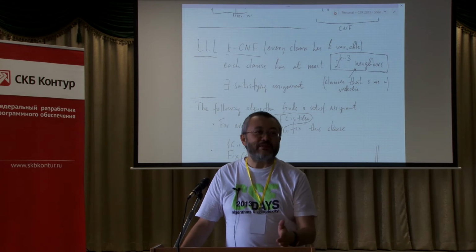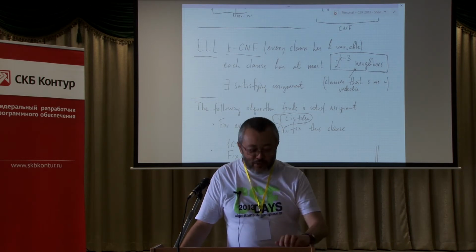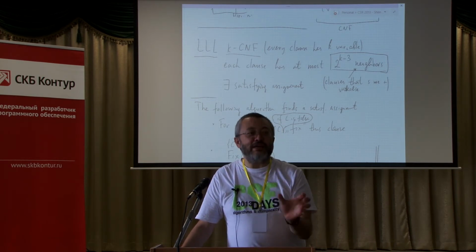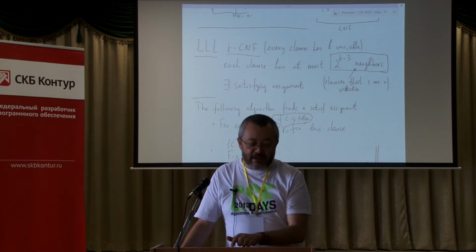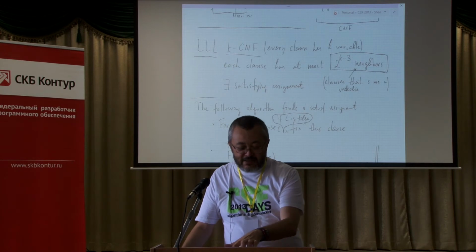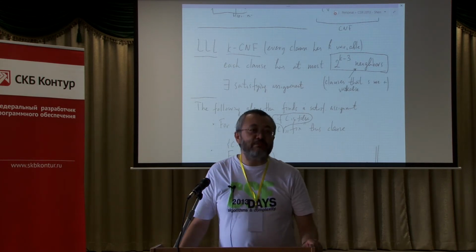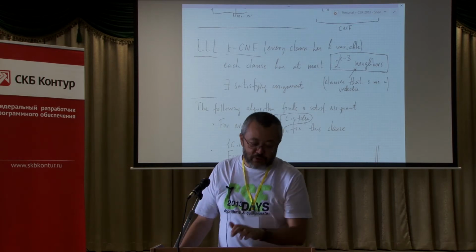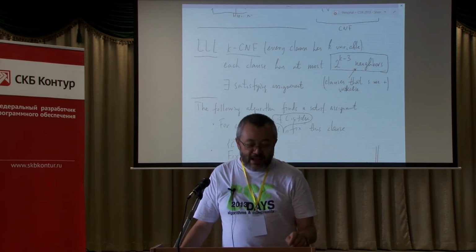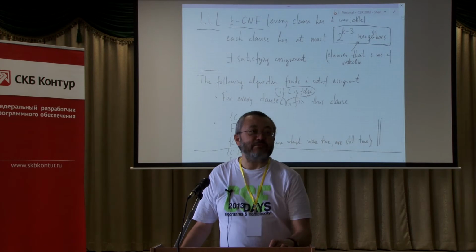So this is the statement. We have a CNF, there is a clause size k, and each clause has a bit fewer neighbors than the number of possible assignments for a clause, so it's a bit smaller than 2 to the k. And then it's enough to guarantee a satisfying assignment.